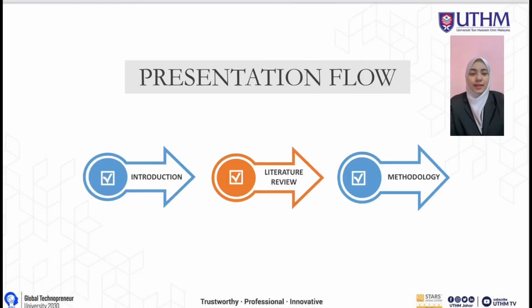I'm going to present the overview of the project, what has been accomplished so far, and further information of the study. This is the flow of the presentation, containing the introduction to the study, literature review, and methodology phases.